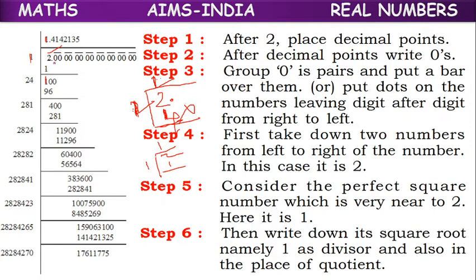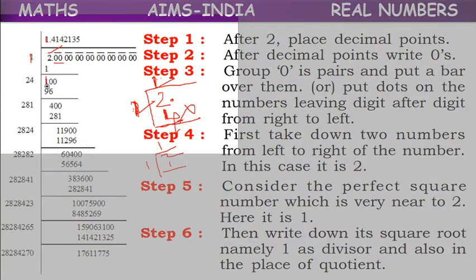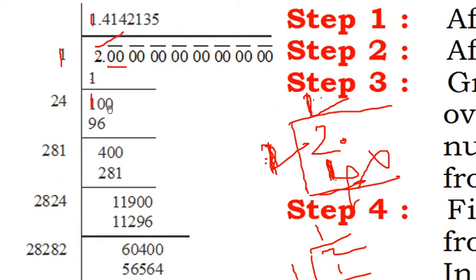Next we have to take down the zeros up to the bar. We have 2 zeros, we can carry those 2 zeros. So it will become 100. Now this 1 we have to make double. 1 will become 2. Next, with this 2 we have to try to divide the first 2 digits of 100.